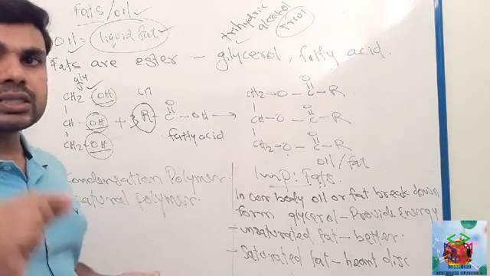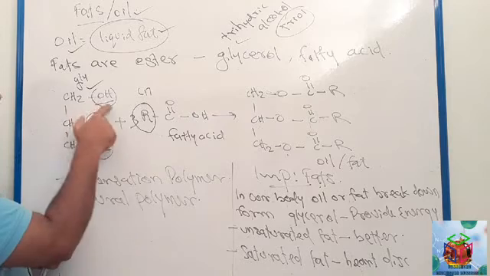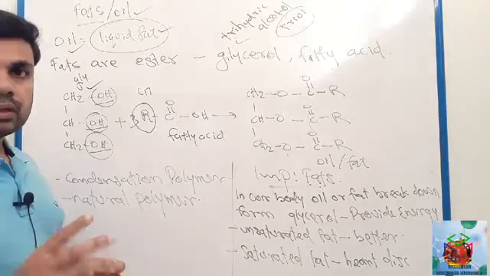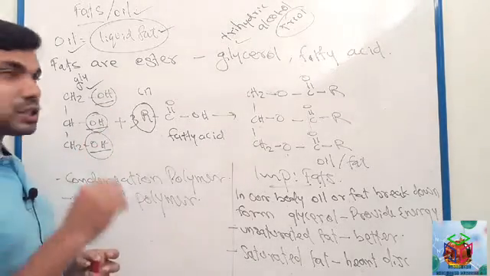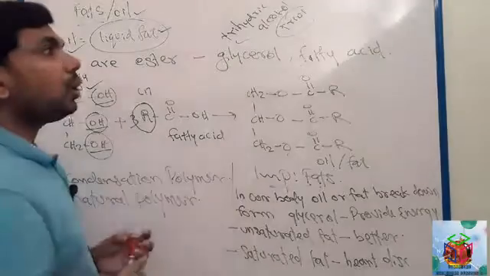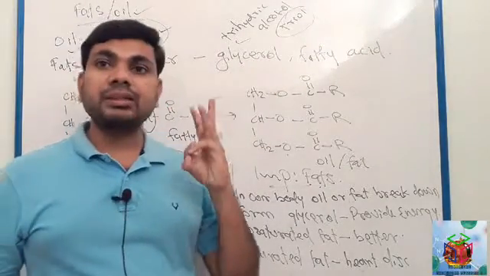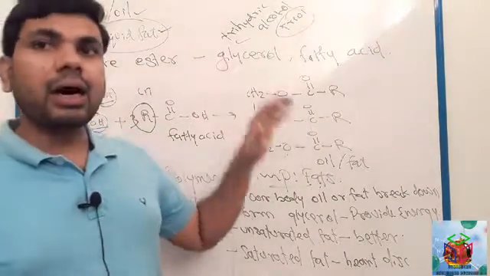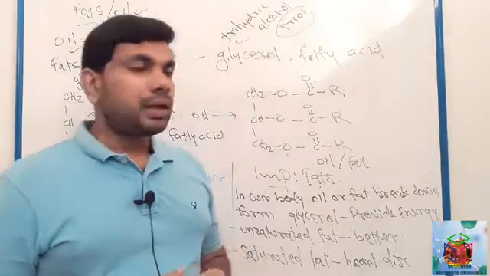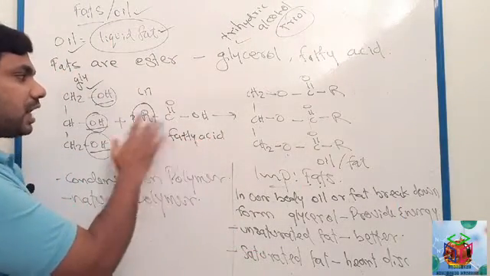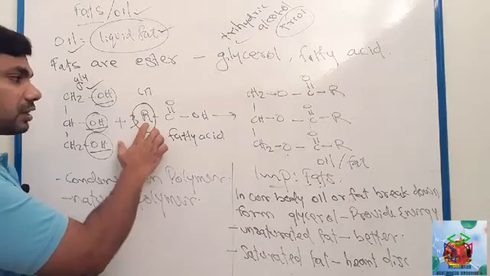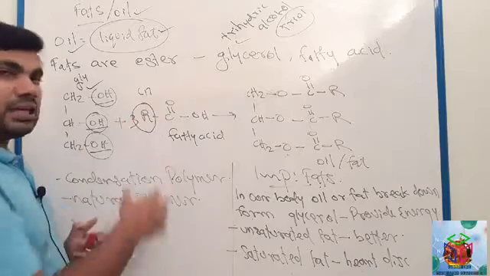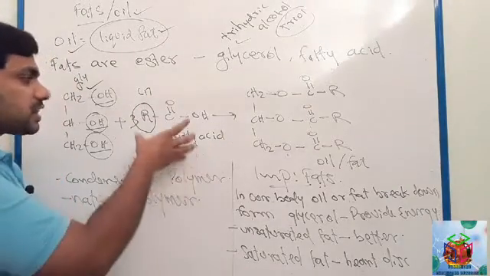Glycerol means CH2OH, CHOH, CH2OH, and this compound contains 3 alcohol functional groups. That's why glycerol is also called a trihydric alcohol or triol. Glycerol contains 3 OH groups, that's why we can say glycerol is a trihydric alcohol or triol. You understand? And this is fatty acid, RCOOH. Here this R represents a hydrocarbon with carbon number around 17.